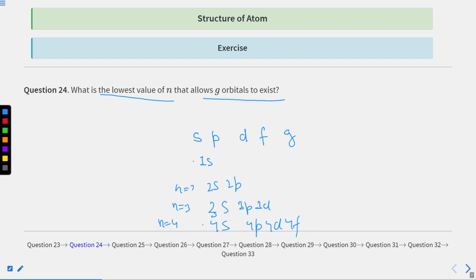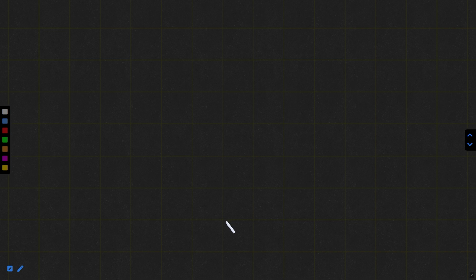Here should be 3. Here it should be 2. Here should be 1. For G, it should have a value of 5. Okay, so 5 would be your correct answer.